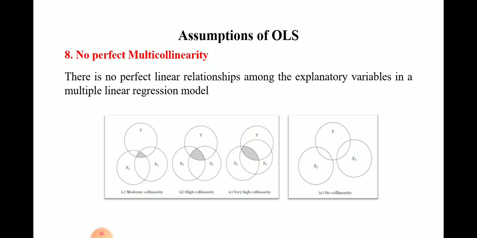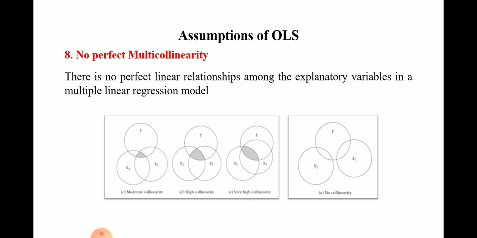between these two independent variables. Okay, so the last assumption will hold only in the multiple regression models. So these are all the 8 assumptions of the ordinary least squares. The first one is linearity and no specification error. Second one, non-stochasticity. Third one, homoscedasticity. Fourth one, no autocorrelation.